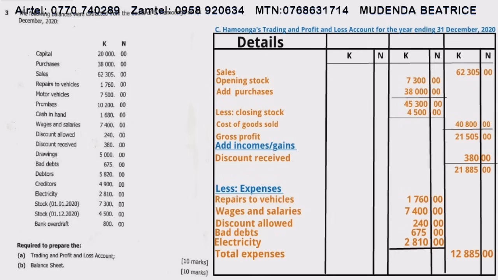Now when we subtract 12,885 kwacha from the gross profit plus discount received, which is 21,885 kwacha, we are going to get the net profit, which will be 9,000 kwacha. So Mr. Monga's profit for the year 2020 was 9,000 kwacha.